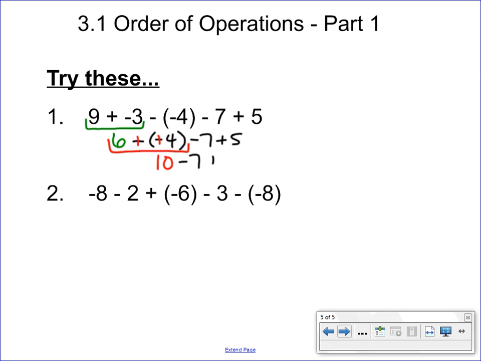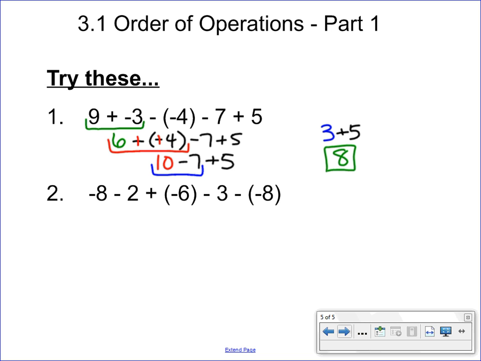And then I have my minus 7, positive 5. The next part that I need to do is the 10 minus 7. Okay, 10 minus 7 we know is 3. And then I have my plus 5 at the end of the problem. So my final answer here is going to be 3 plus 5, or 8. Again, I suggest that you check it with your calculator just to make sure.